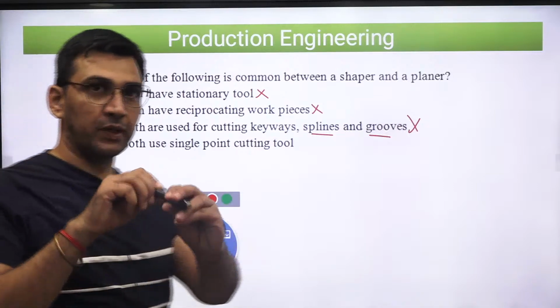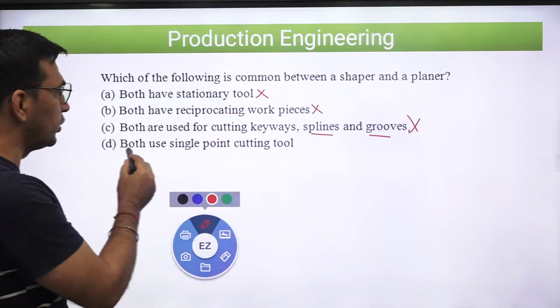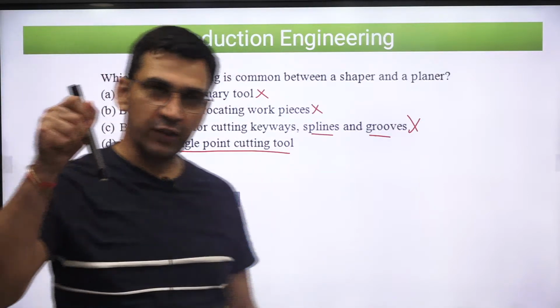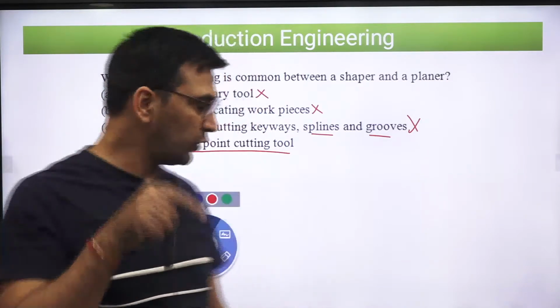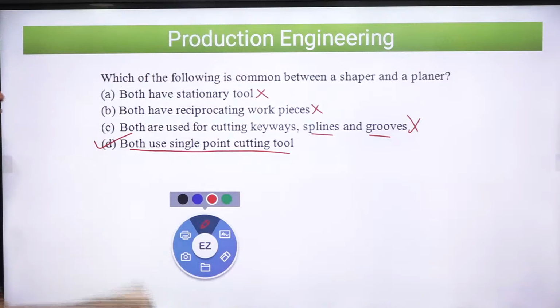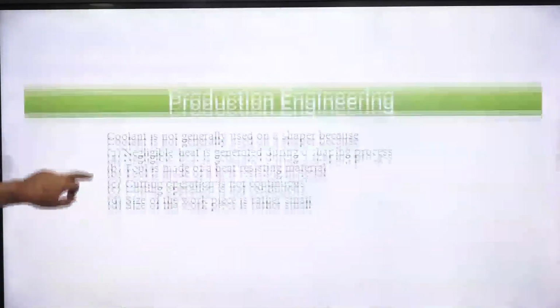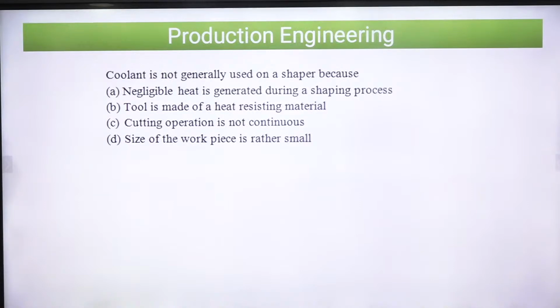Splines मतलब आपका जो है slots बनाएंगे, different slots on the periphery. So then you are having both use single point cutting tool. तो tool तो same ही है. For example, whether you use a planer or a shaper, the tool है आपका, that is a single point cutting tool. So if we talk about both of them, then D is going to be the correct option. Okay, so this is common in both of them. Go through this one now.